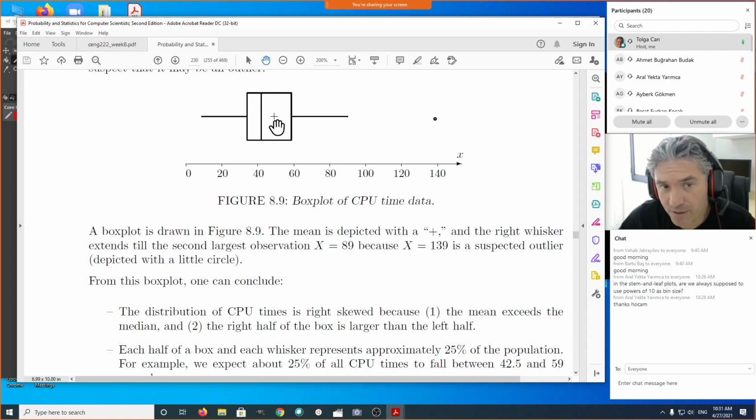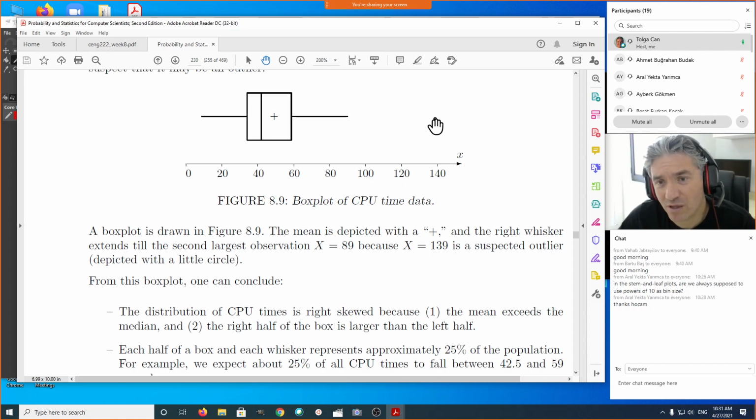Sometimes it doesn't need to be inside the box, right? Is it possible that this crosshair is outside the box? I think it may be possible, right? If it's really skewed, you may think about certain examples. Yeah, it's not difficult to think about an example actually.